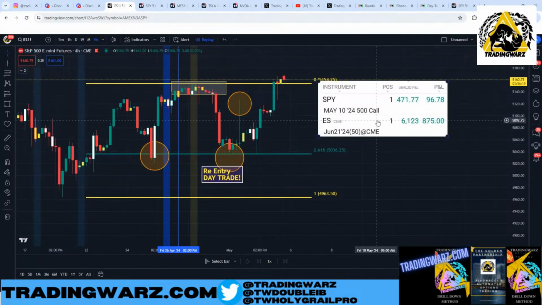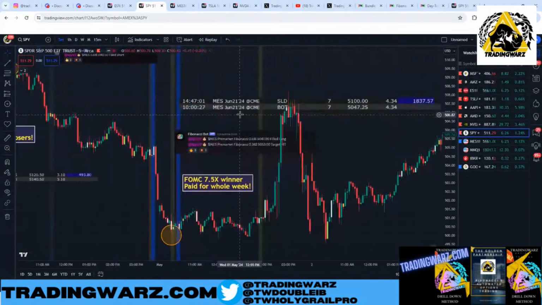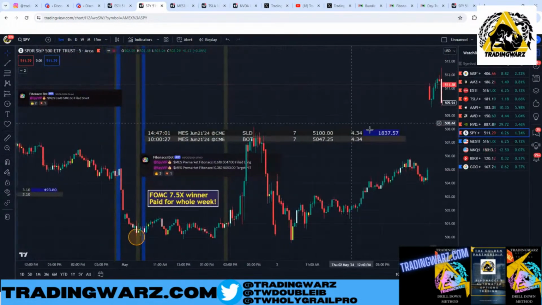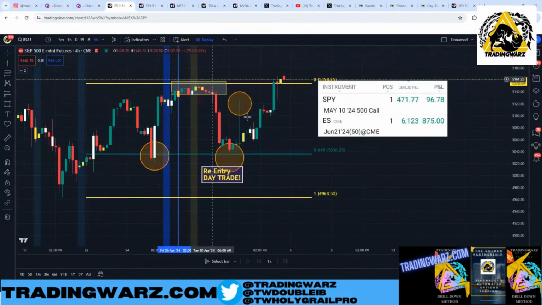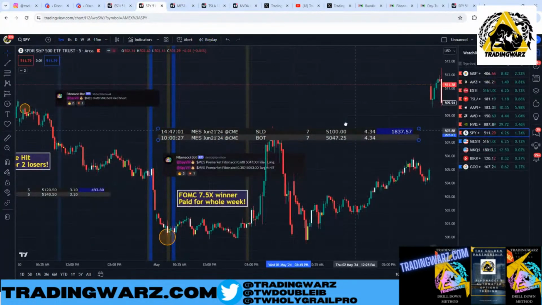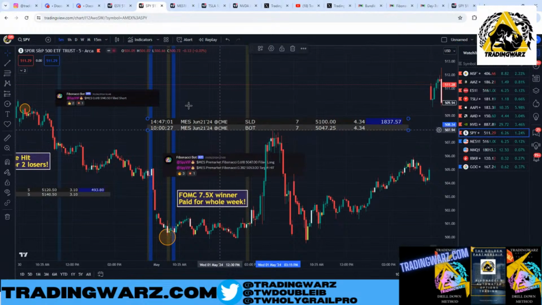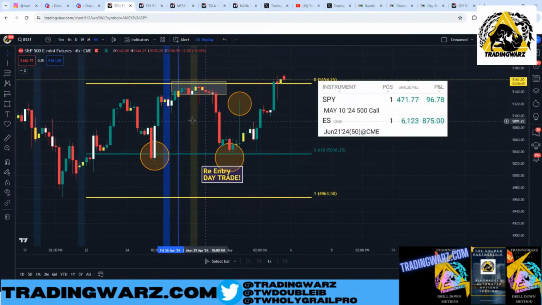Because I ended up getting stopped out on the trailing stop loss of this trade, I took another trade, a day trade right here for $1,800, using the re-entry of this 618 area. I'm going to walk through that in a second, but instead of re-entering on the 618 for a swing, I took it as a day trade because we had the FOMC, and I was able to take profits quickly on that.